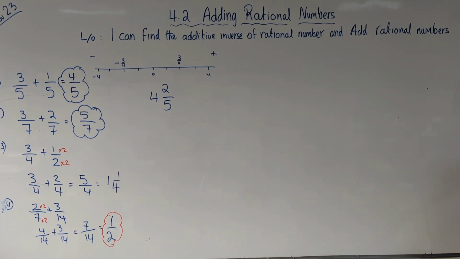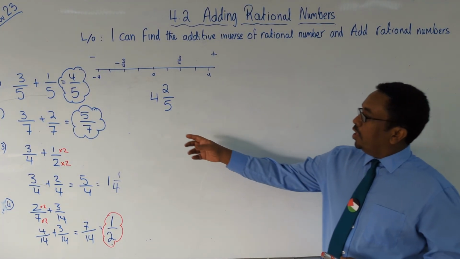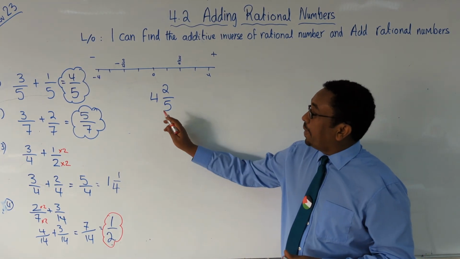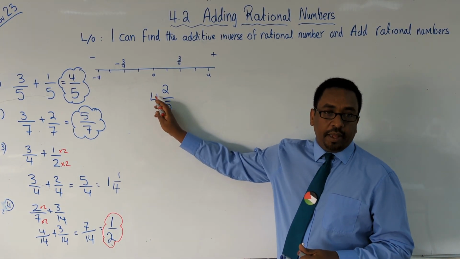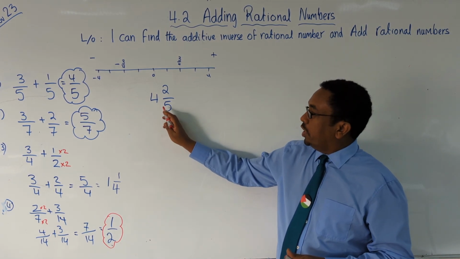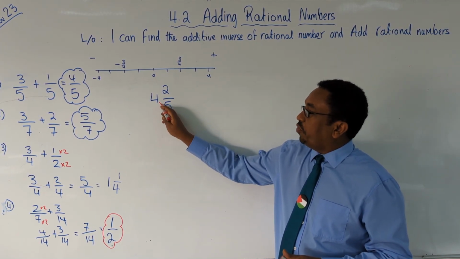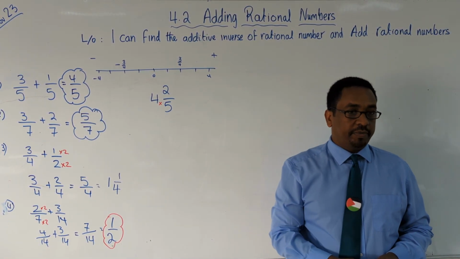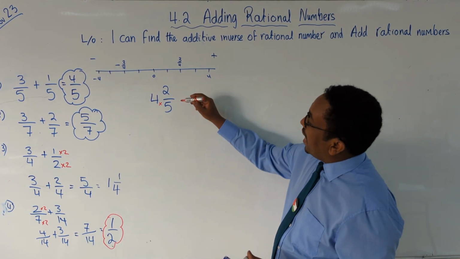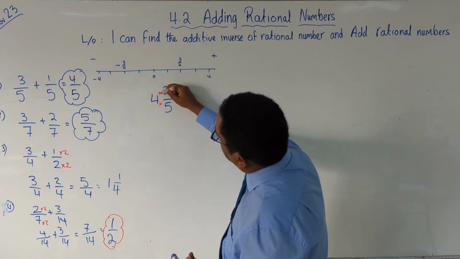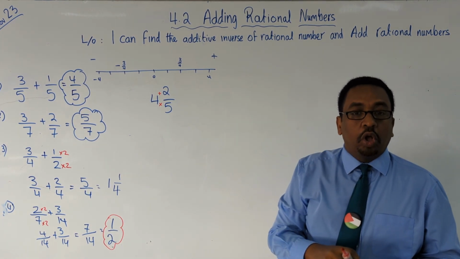How do we do it? Okay. So first of all, we multiply the denominator and the whole number in front. So what is 4 times 5? 20. And then we add the number on the top. What is 20 plus 2? 20 plus 2 is 22.